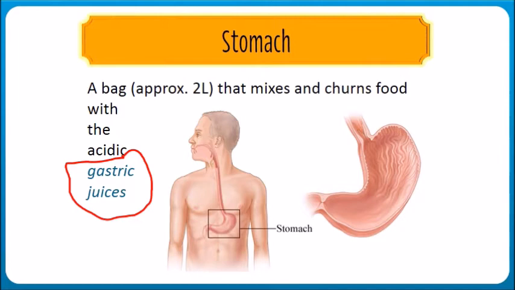And so as well as it being acidic, the gastric juices do contain some more enzymes, different enzymes, but in the same way as those enzymes in the mouth, these enzymes also help to chemically break the bonds in the food to help break down that food that's in the stomach.